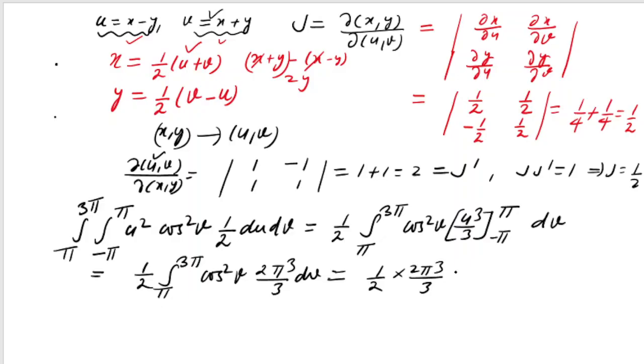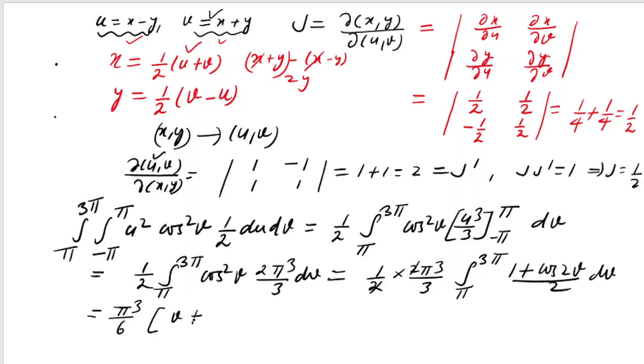3, and now we have to integrate cos square v. Limit is pi to 3 pi. So cos square v can be written as 1 plus cos 2v by 2 dv. So this 2 and this 2 cancel. So what I will get? Pi cube by 3 into 1 by 2. So I will get pi cube by 6, and limit of dv.